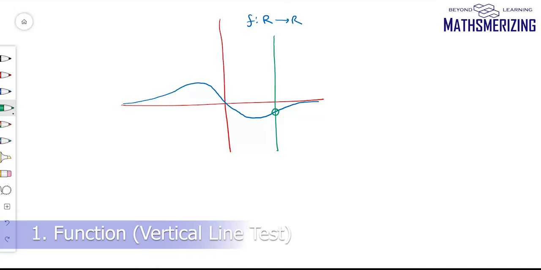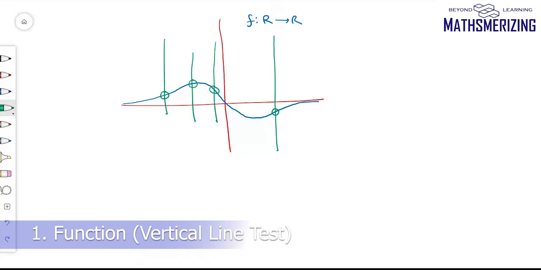So that means if I'm going to move this line in its domain, I must always get a point of intersection. If there is any point in the domain where I don't get this point of intersection or where there is no graph, then it is not a function. Now the second condition is the image of an element must be unique. So that means if I'm going to draw a line at any point, there must only be one point of intersection. If I get more than one point of intersection, then it is not a function. Then it is just a relation.